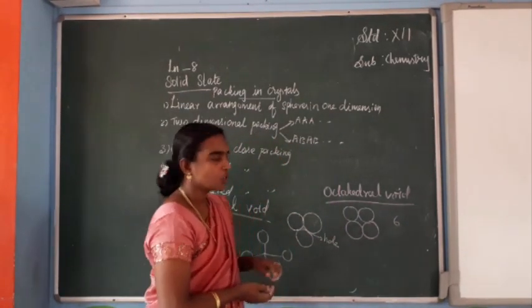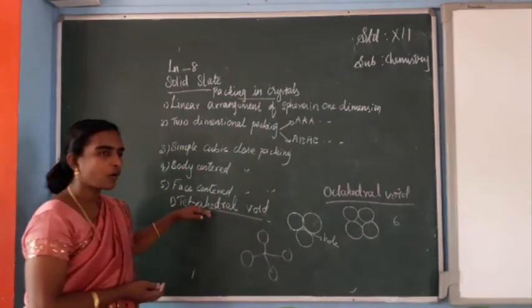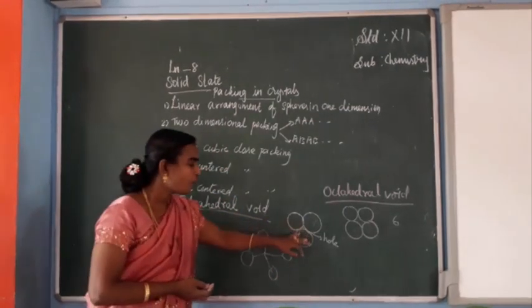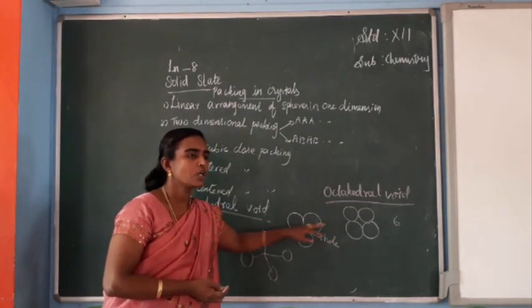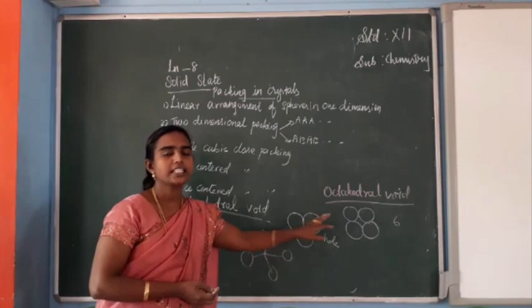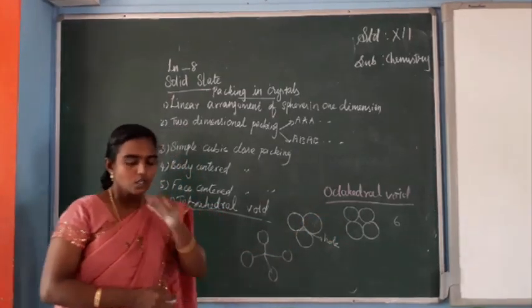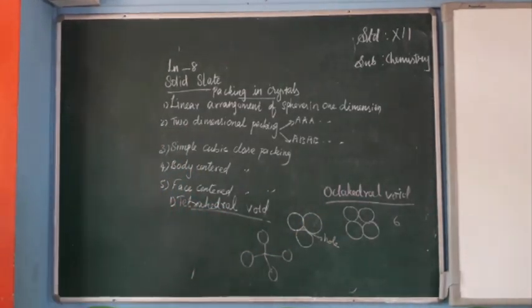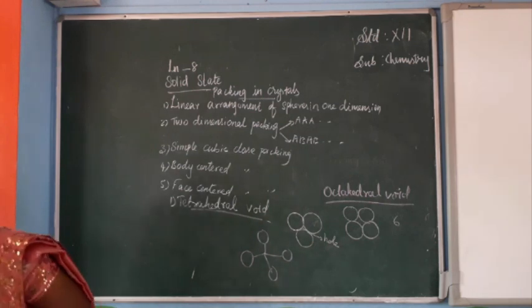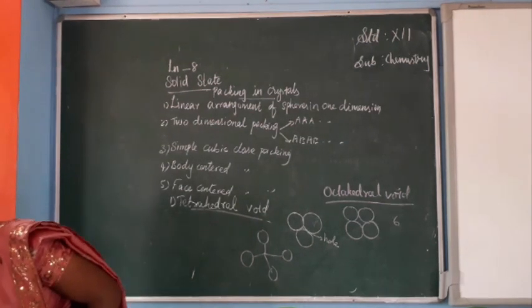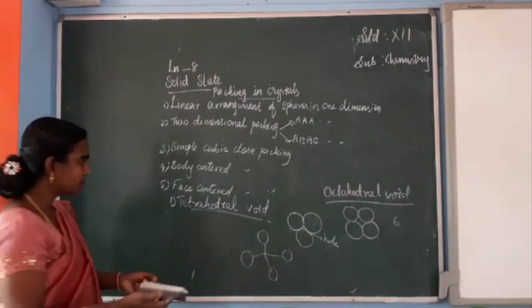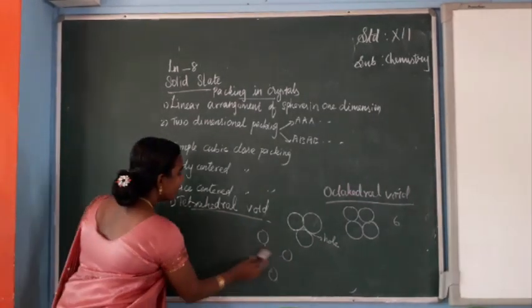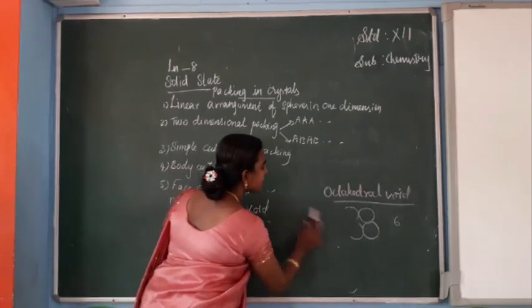Is it clear? So what are these? Tetrahedral void should be connected by four spheres. Here it should be connected by six spheres. So it is tetrahedral void and the other one is octahedral void. Next we can calculate the packing efficiency in simple cubic arrangement. Packing efficiency in simple cubic.